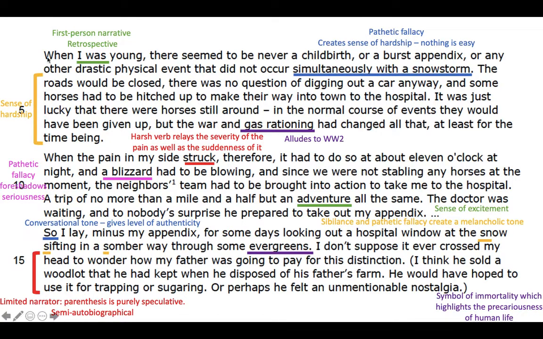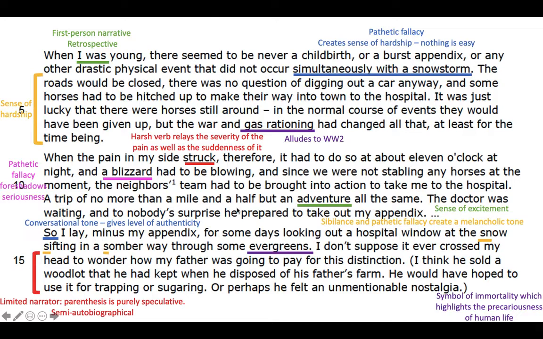So immediately we learn that this is written in the first person and it's retrospective, okay? It's the narrator talking about something that happened in the past. It's also worth noting at this point that this is semi-autobiographical. So Alice Munro often wrote about things that closely linked to her own experiences but aren't 100% factual, so something worth keeping in mind.